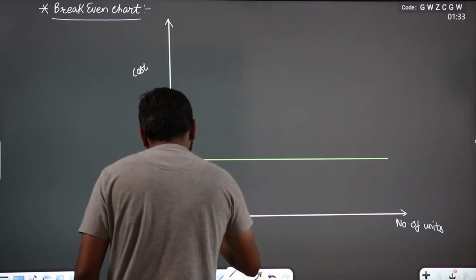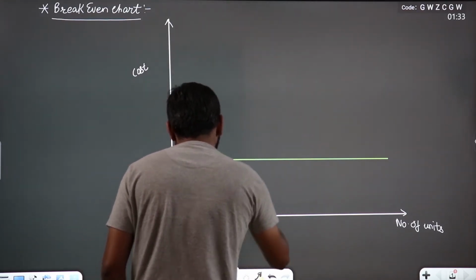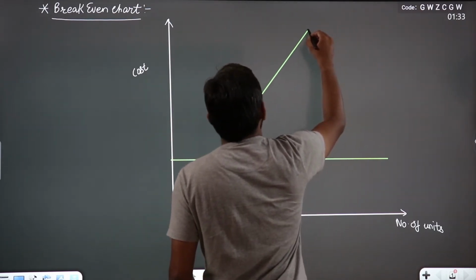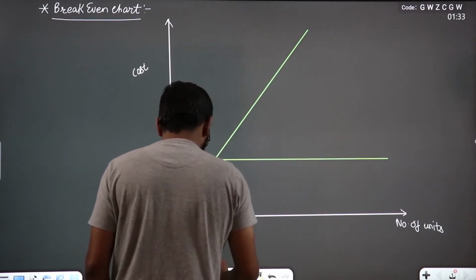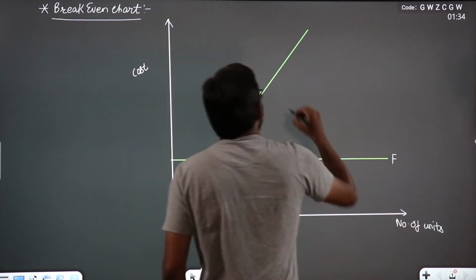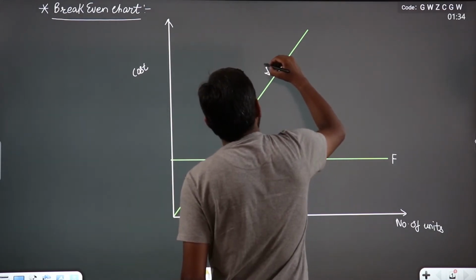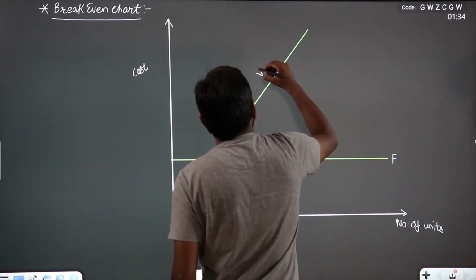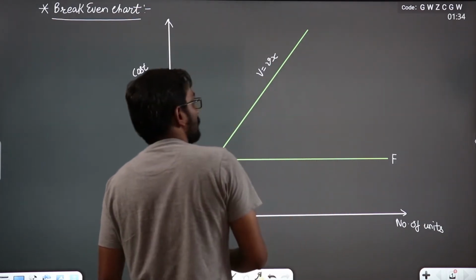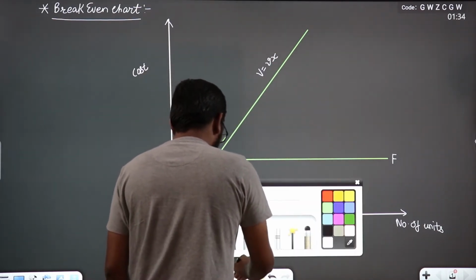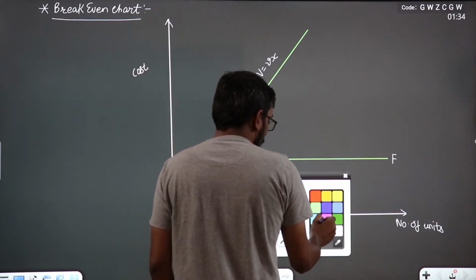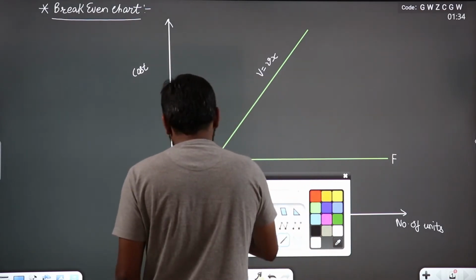On this I'll draw the variable cost. So this is the variable cost. If I write here, this is your fixed cost F, and this is your variable cost, that is, total variable cost will be equal to the variable cost of 1 unit into number of units produced. Now what is the total cost? Total cost will be the summation of both of these. So the total cost will be this one.